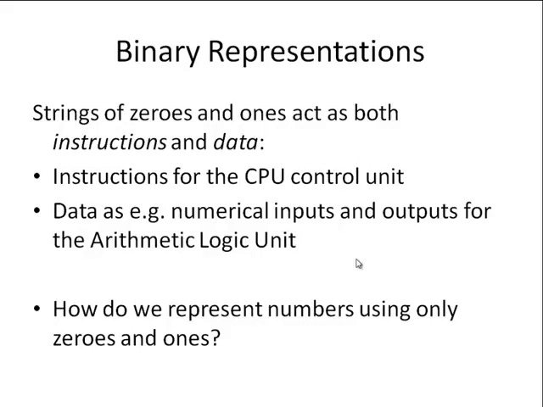Before we look at logic gates though, we're going to consider how we represent numbers and instructions. We're going to use strings of zeros and ones to act as instructions and data. So a particular pattern of zeros and ones may be interpreted as an instruction for the CPU control unit to tell it what to do, or could also represent data, for example as numerical inputs and outputs for the arithmetic logic unit. There's quite a lot of different things we can represent and ways of representing things, but first of all, can we think about how we can represent numbers using only zeros and ones.